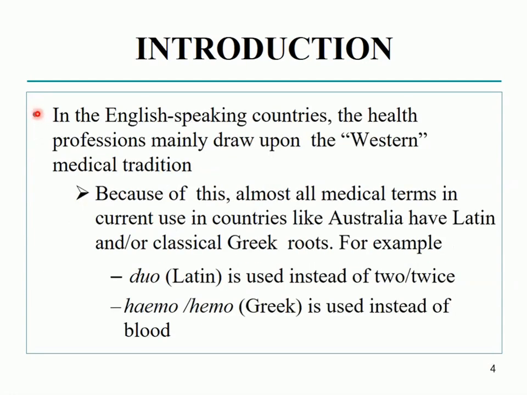So, in English speaking countries, the health professions mainly draw upon the Western medical tradition. Because of this, almost all medical terms in current use in countries like Australia have Latin or classical Greek roots. For example, we use in medical terminology duo, which is a Latin word, instead of saying two or twice. So we don't call it the twofold-something, we call it the duodenum.